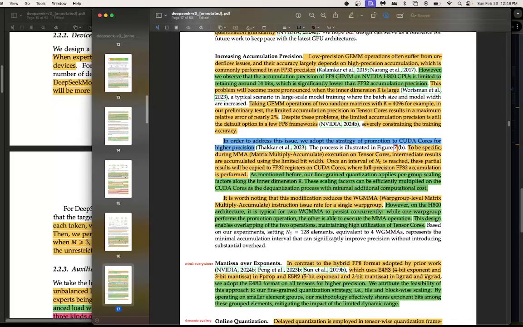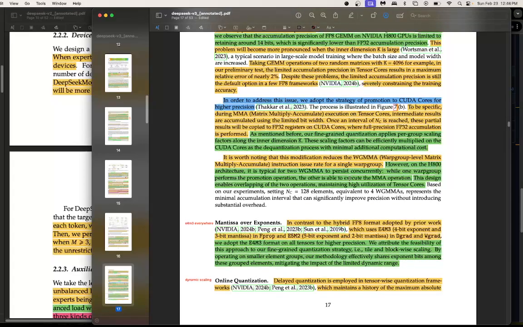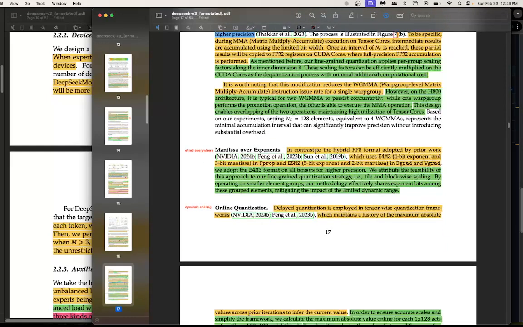Let's see. I think that's basically the main things for the FP8 changes they did: the channel-wise and block-wise scaling factors, and then the higher precision accumulation using the FP32 register and the CUDA core rather than the tensor core. Now, one other thing they did that's becoming popular is use E4M3 for FP8 everywhere, rather than what was traditionally proposed in the original paper for FP8.